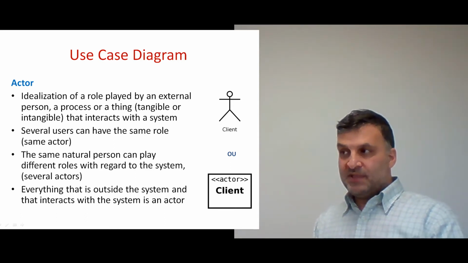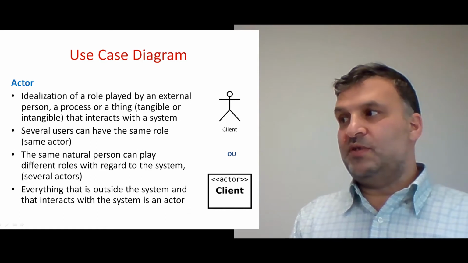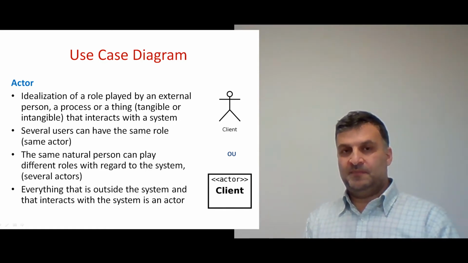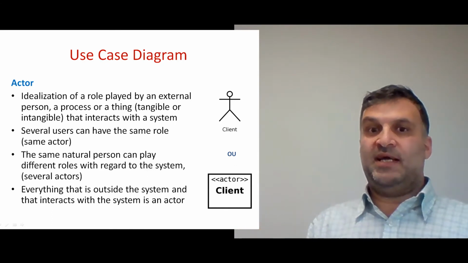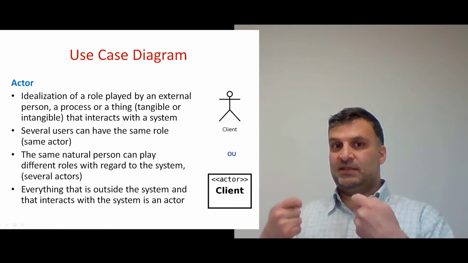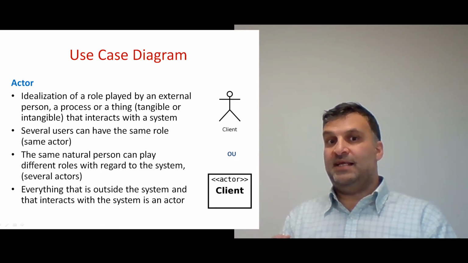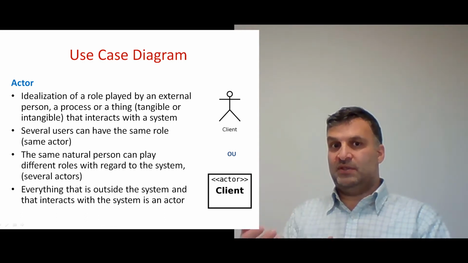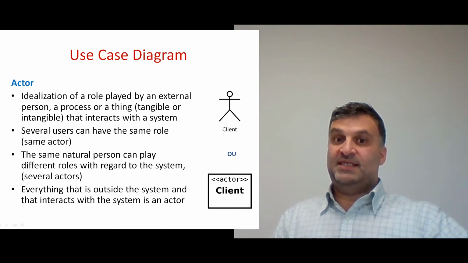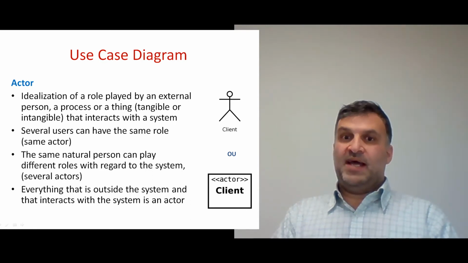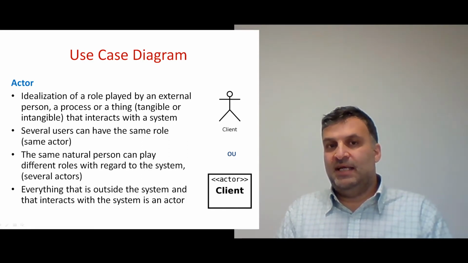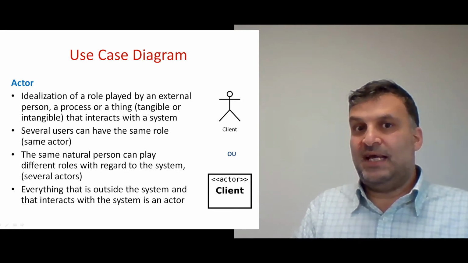The same natural person can play different roles with regards to the system. For example, in our system, we can have a role for a researcher who will consult the data, and an inhabitant, a resident, who will consult the data. But at the same time, perhaps a researcher resides in a home, and the same person can consult the data as inhabitant and as a researcher.